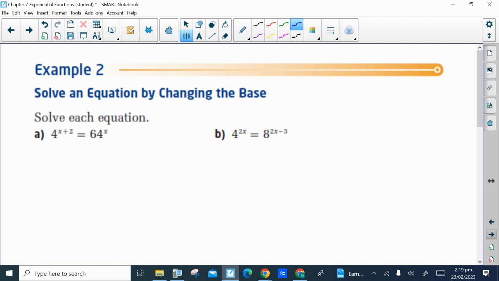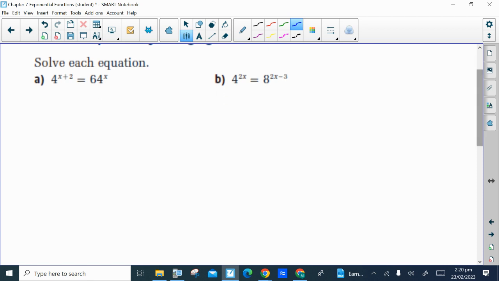If we can make the bases the same, then we can make the exponents equal, and that's how we solve them. If you can't make the bases the same, that's where logarithms are going to come in. I've said before that one of the uses of logarithms is that it allows you to solve any exponential equation. Like these ones here, if you can't make the bases the same, then that's one of the things that we use logarithms for. But for this lesson, because we haven't learned about logarithms yet, these ones can be done by making the bases the same.